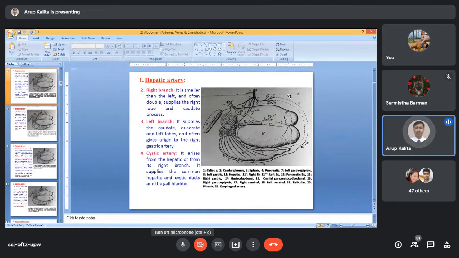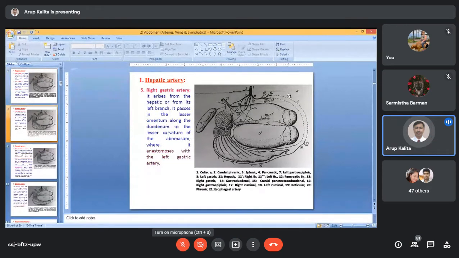So the cystic artery arises from which artery? The hepatic artery. So the fourth branch is the cystic artery, and number 5 is the right gastric artery. Okay, right gastric is number 13. This one is the right gastric artery.